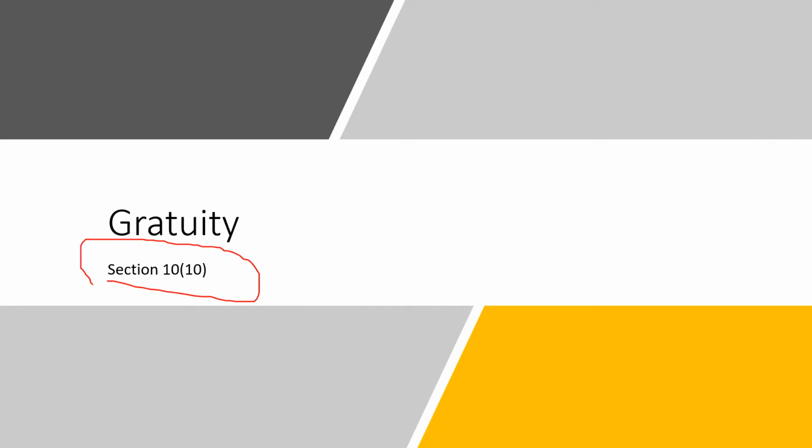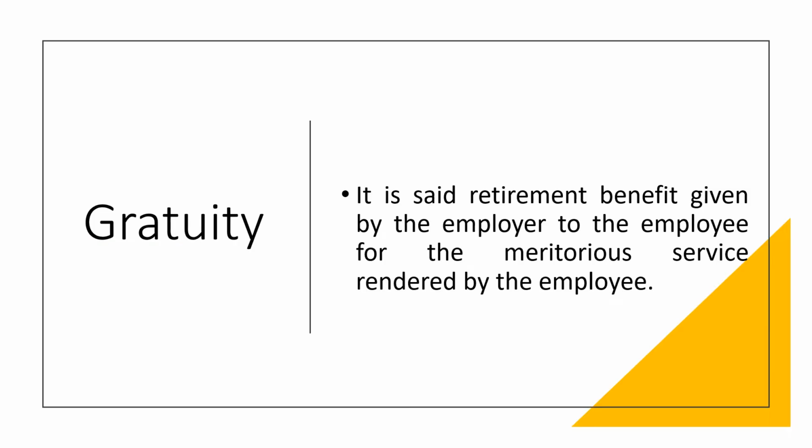Section 10, sub-section 10 of the Income Tax Act explains the provisions that need to be allowed to employees. The meaning of gratuity is nothing but a retirement benefit. Gratuity is a retirement benefit given by the employer for the service the employee rendered in the organization. Many employees work in organizations for many years. At the time of retirement, the employer gives gratuity in cash to recognize their work in the organization, and that money is called gratuity.